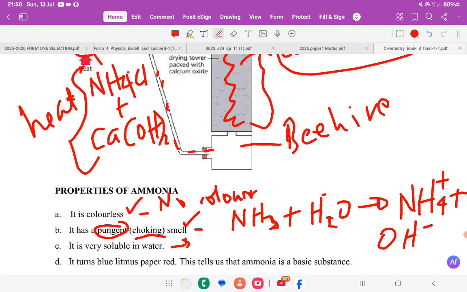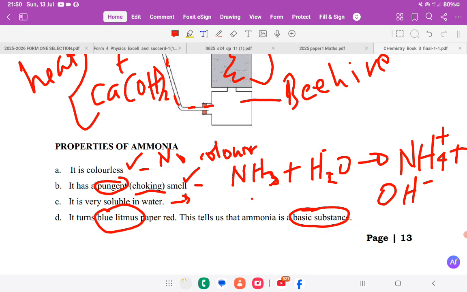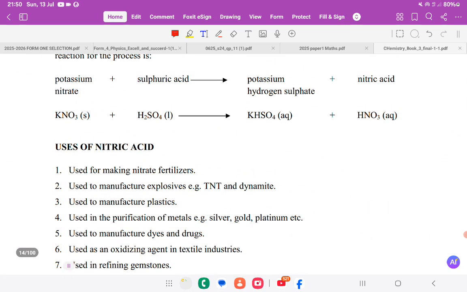Additionally, ammonia is a base, a basic substance, and you know that all bases will change blue litmus paper to red. So because of its basic nature, it can change blue litmus paper to red. Ammonia can change blue litmus paper to red. Why it does so is because it is a base. It is a basic substance.